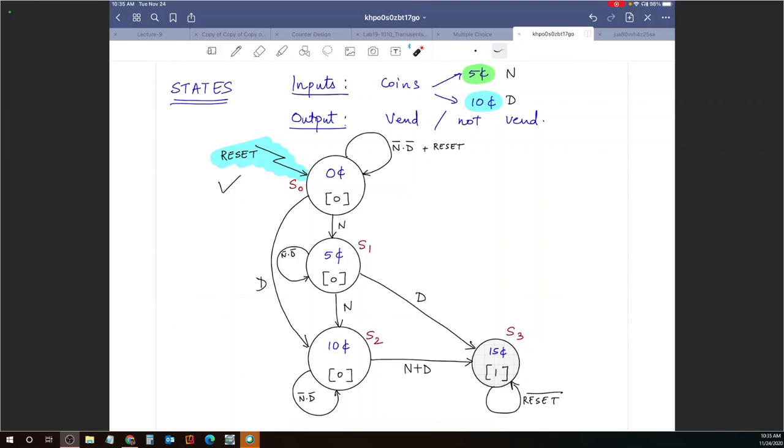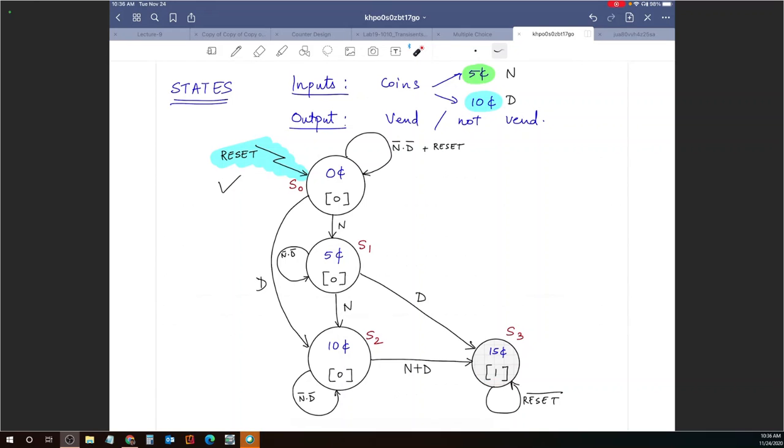So right away, when you see an output that is attached to the state, you know that it is going to be a Moore machine. And as you get the inputs of, say, nickel or dime, you would be transitioning from one state to the other. So for example, if you are in state 0, where you have no money in the vending machine, and if the user enters a nickel, a coin, that will help it transition from 0 to 5 cents. In both those states, you're not vending an item, so output is still 0.